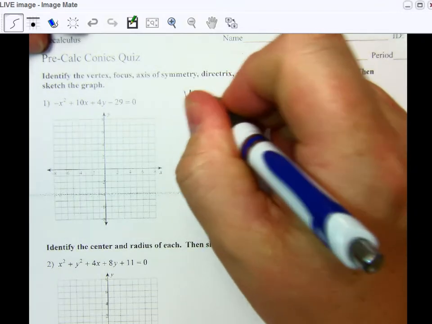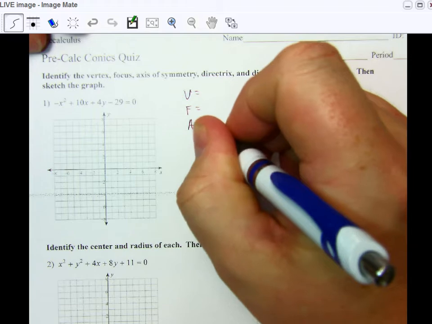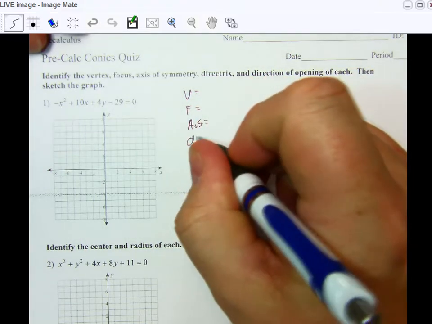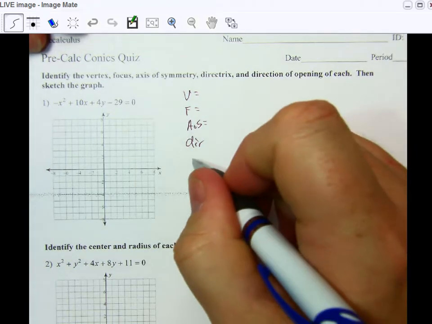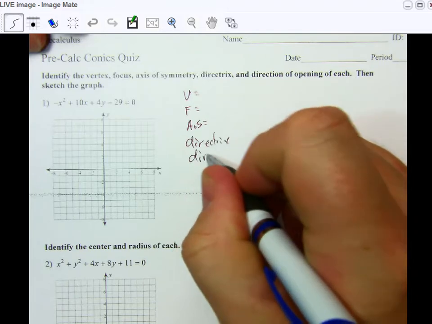Common denominators, which is 36. So it's 9y plus 18 plus 4 squared over 36.